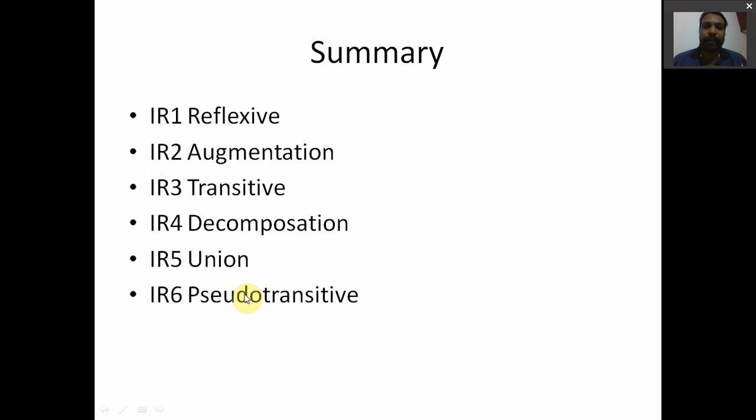This is a summary. We have seen six different inference rules. The first is reflexive, the second is the augmentation rule, and the third is the transitive rule, IR1 to IR3. Those rules are sound and complete because all other functional dependencies can be inferred from these three rules. Then IR4, IR5 and IR6 can also be inferred from the first three rules. That is why these three rules are known as sound and complete. Okay, thank you.